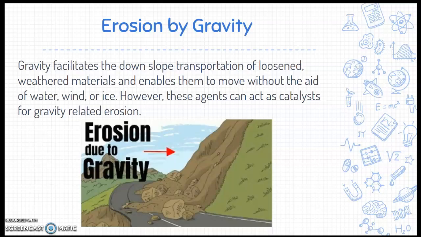We see right here gravity is occurring. We see any type of loose material, any type of weathered material, gravity exists. And so what happens is the center core of the earth is pulling on those materials. And if they're loosened by any types of weathering, those materials will fall down via gravity. So gravity is basically the catalyst for all of this.